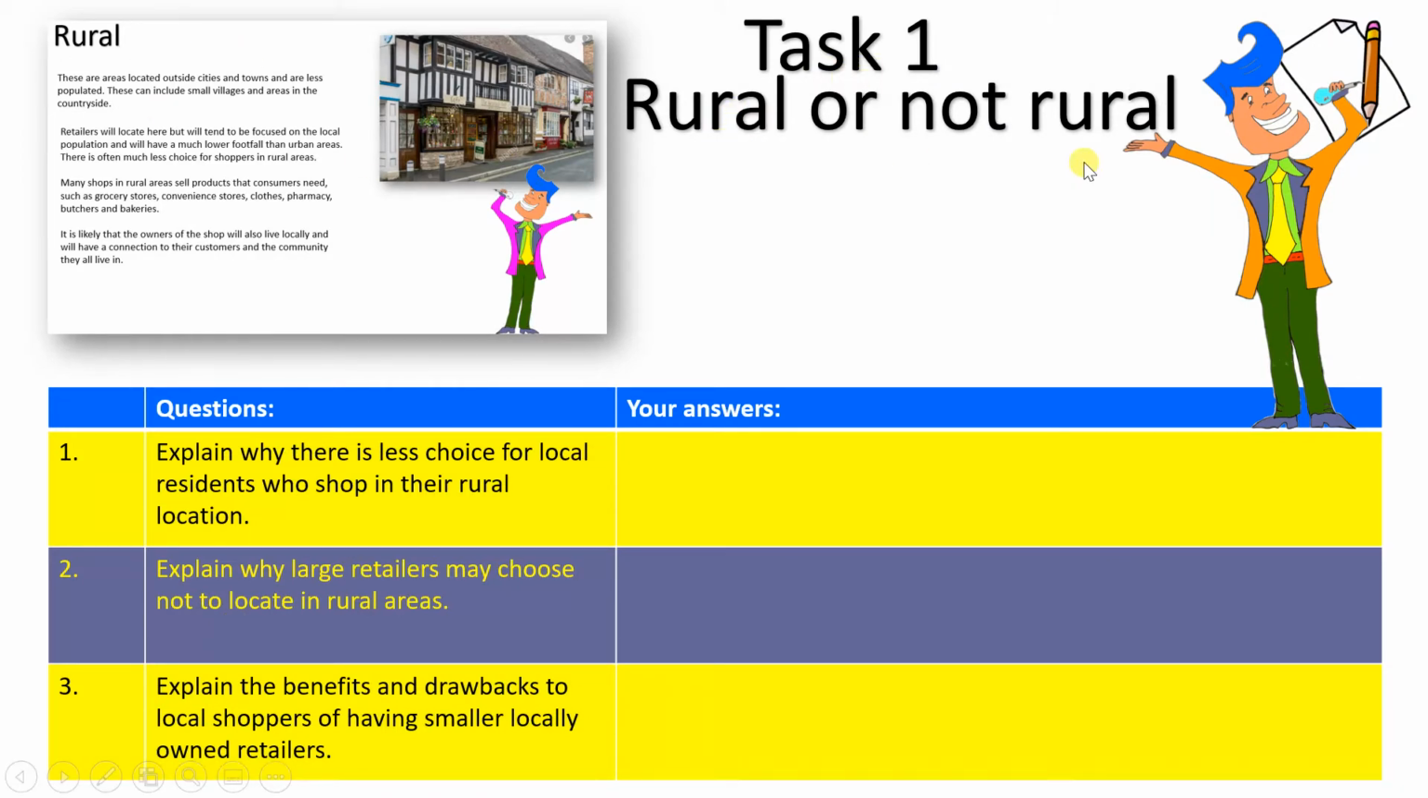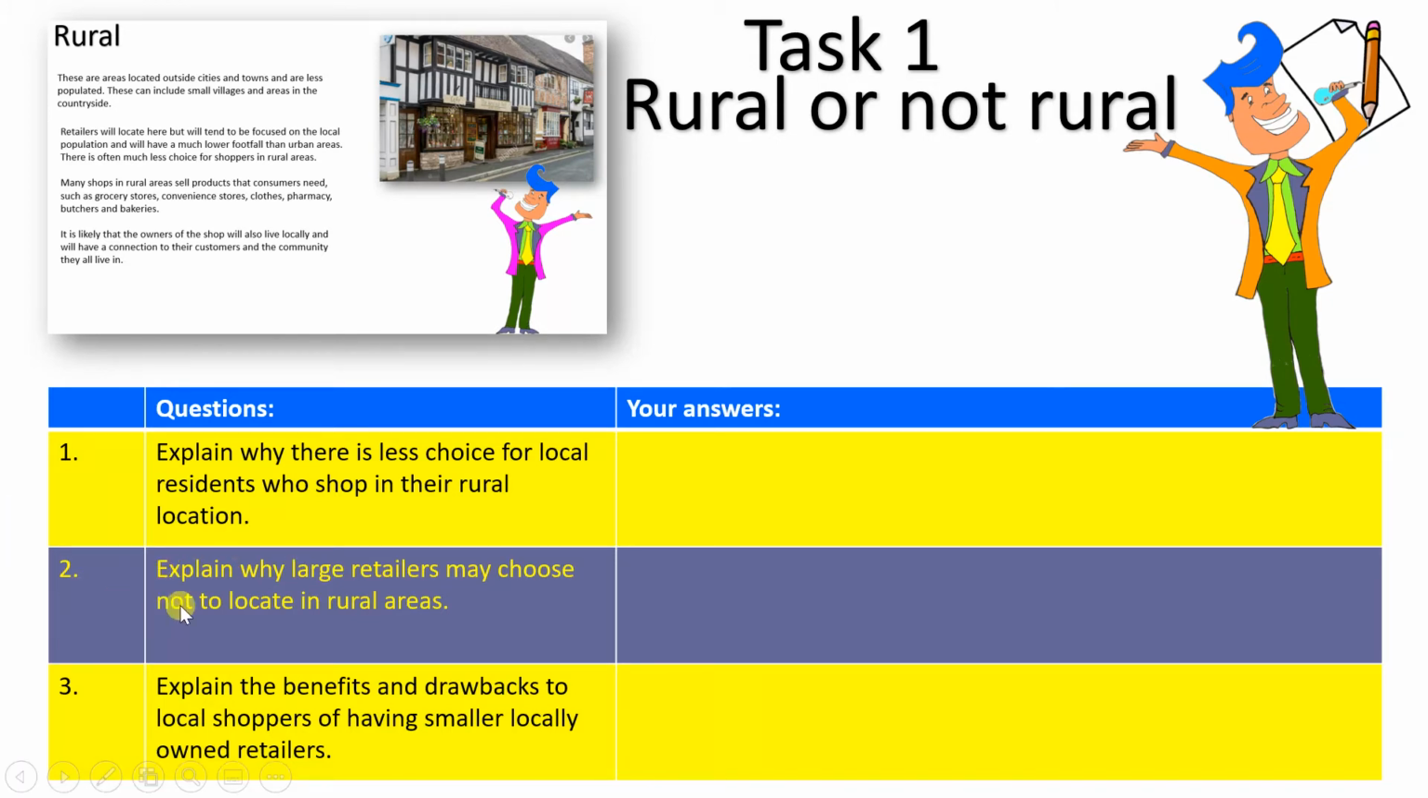Task 1, rural or not rural. You've got 3 questions in the table below, and using the text that we've just looked at, which is also in a little snippet above, you need to answer the questions. Question 1. Explain why there is less choice for local residents who shop in their rural location. So we've got to look at some geographic information about these areas, about the size of them and where they are compared to, say, other cities and towns. So that'll give you a clue for question 1.